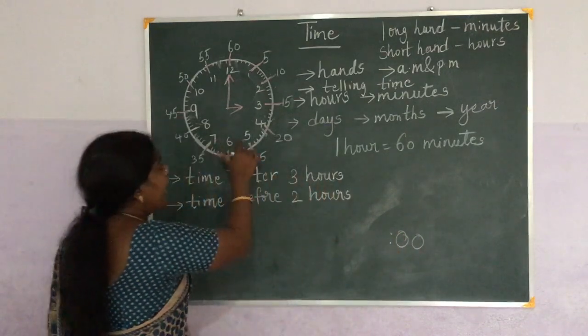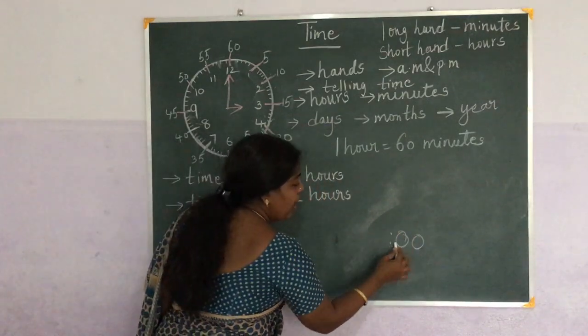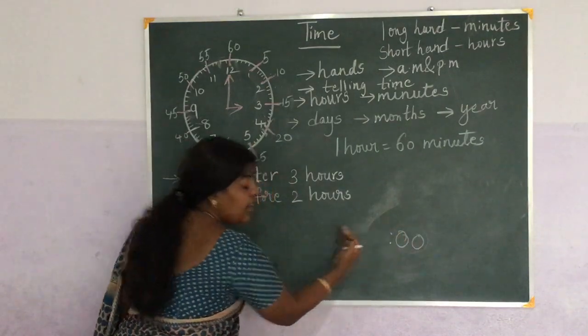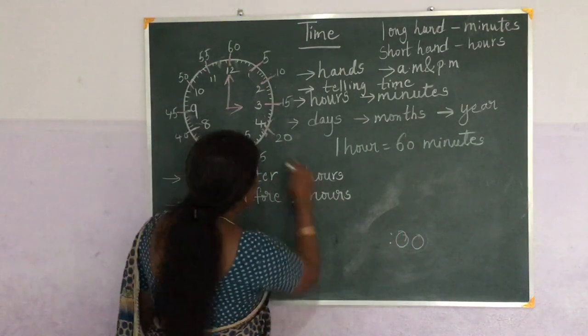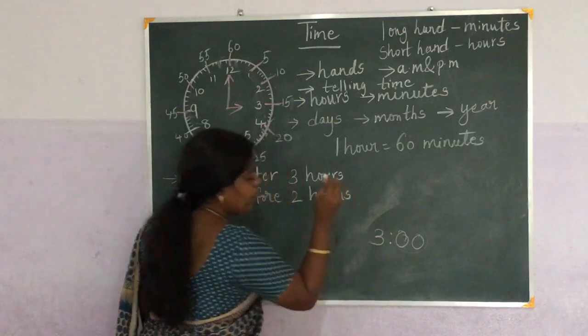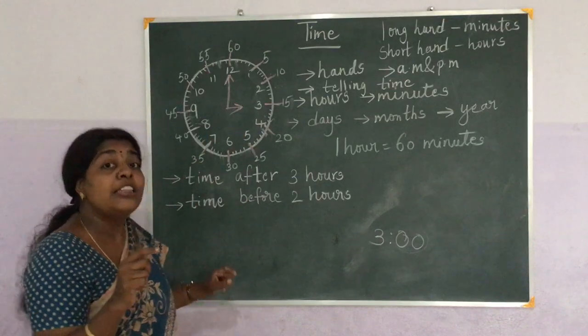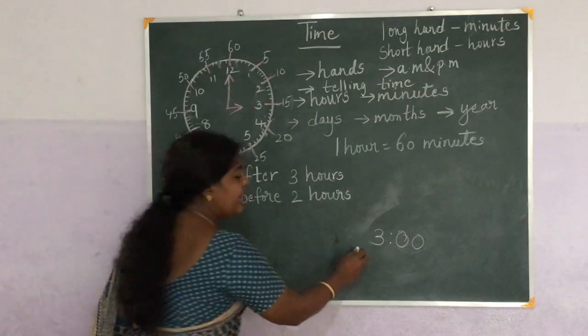Now where is the short hand? I already said that the last two digits are minutes and these are hours. So the short hand is at 3. So the time is 3 o'clock. It is exactly 3 o'clock. So you can write time in different ways.